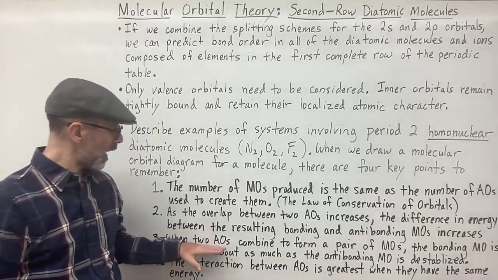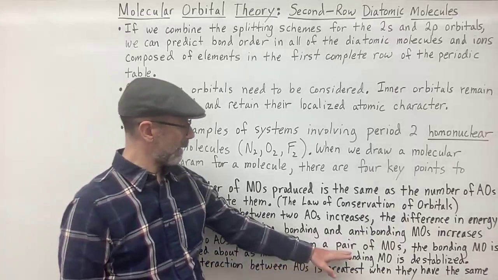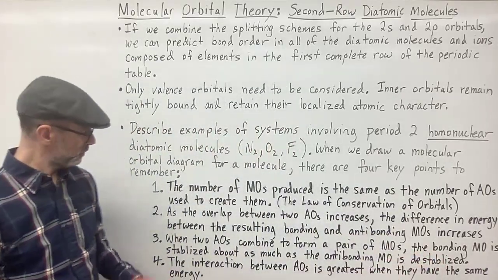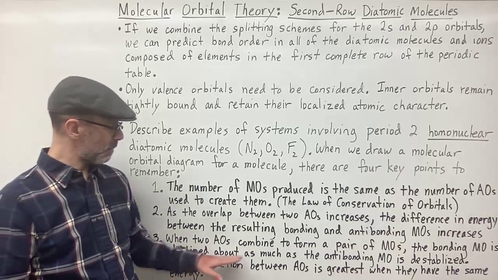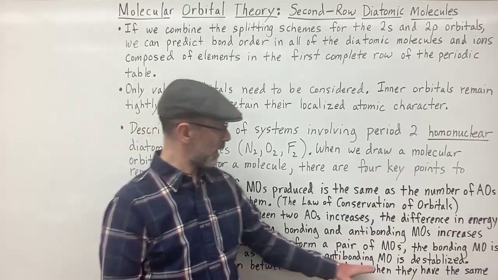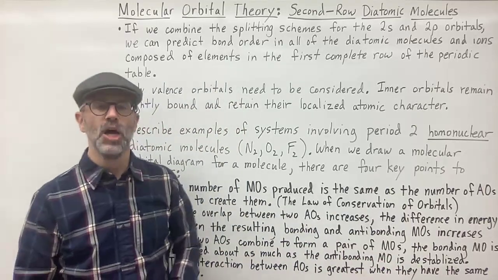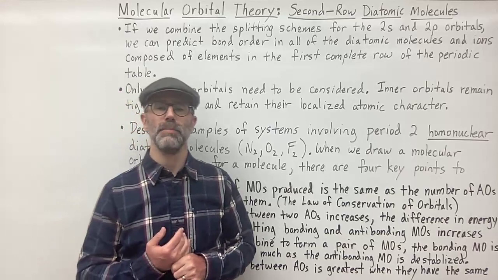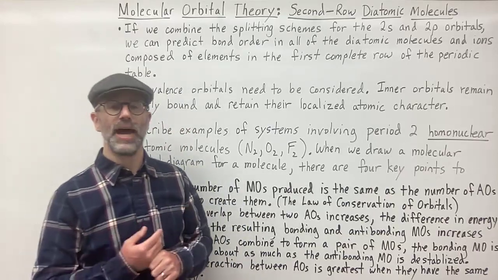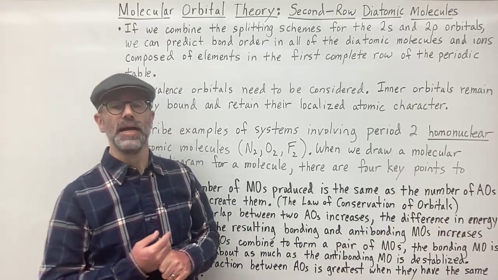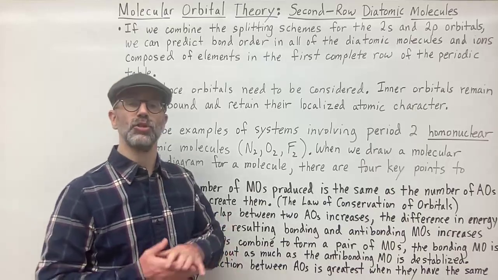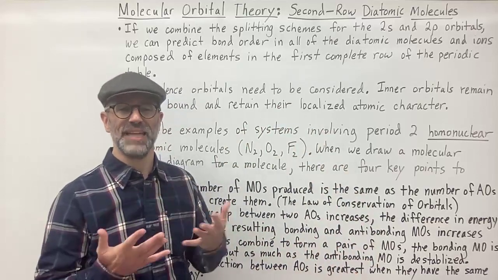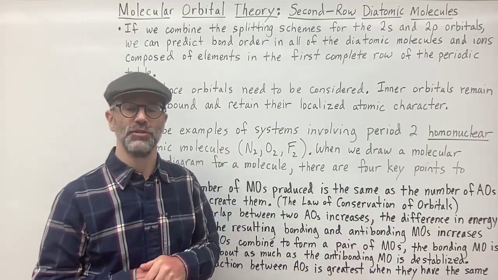When two atomic orbitals combine to form a pair of molecular orbitals, the bonding molecular orbital is stabilized about as much as the antibonding molecular orbital is destabilized. So remember, the bonding orbital has a stabilizing effect. The antibonding molecular orbitals have a destabilizing effect. When you stabilize something, it's lower in energy. If you're destabilizing something, it's going to be higher in energy, right?